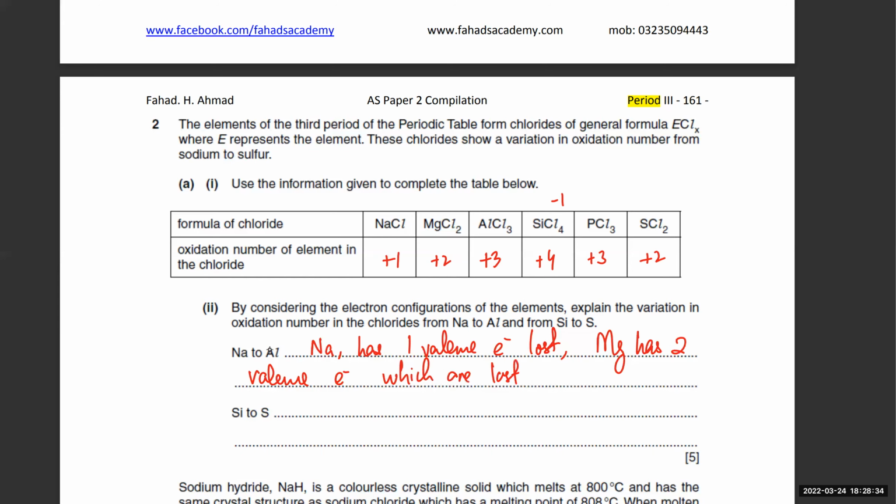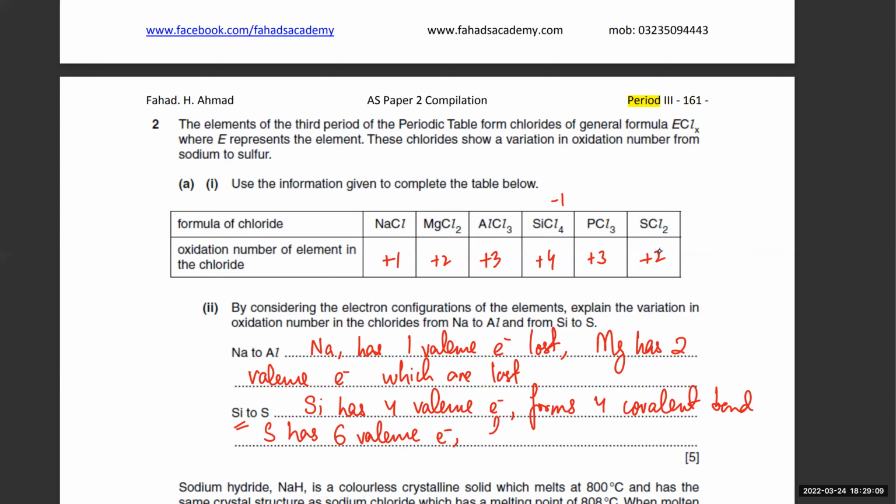अच्छा, फिर इसका बता दो, why is silicon +4? Silicon has 4 valence electrons, so it ends up forming 4 covalent bonds. तो इसकी oxidation state जो है ना वो +4 है. What about sulfur? Why is sulfur +2? Sulfur is +2 because sulfur has 6 valence electrons, so it just needs 2. तो अगर वो sharing करेगा ना, it just needs 2 electrons, so it would form 2 covalent bonds.